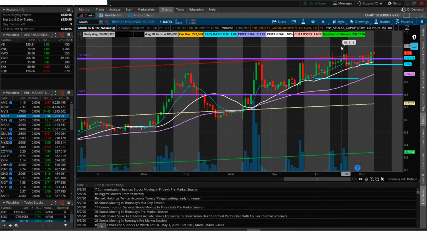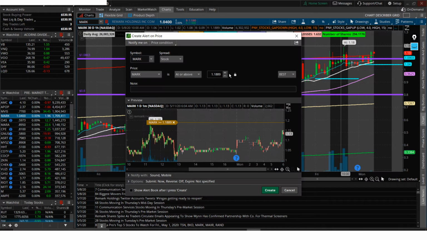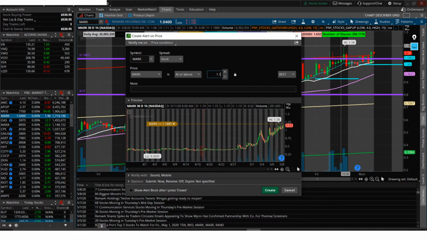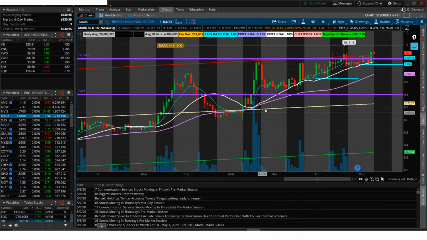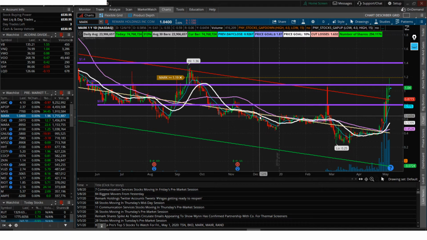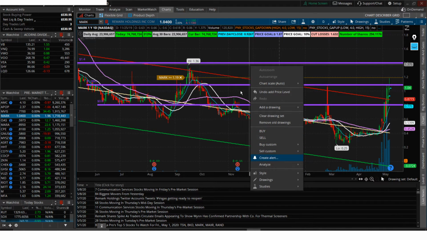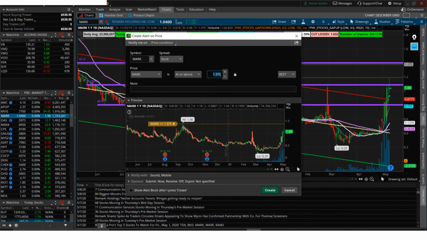I am gonna create an alert at $1.18 since that's the previous high that it made a couple days ago. So I'm gonna create an alert at $1.19, and then go back to the 1 day 1 hour, trying to see what the high is. And we do have another high of $1.36. I'm gonna create an alert at $1.37.